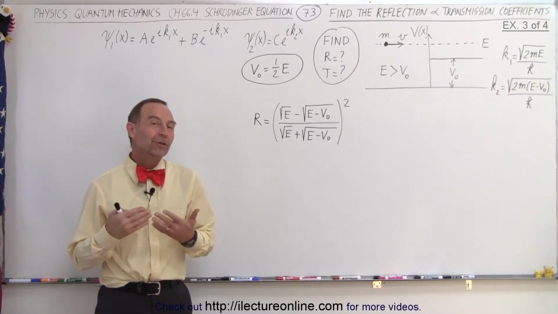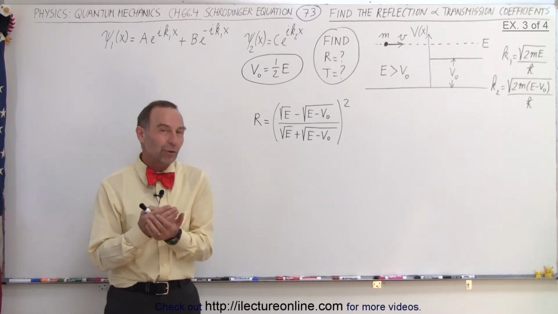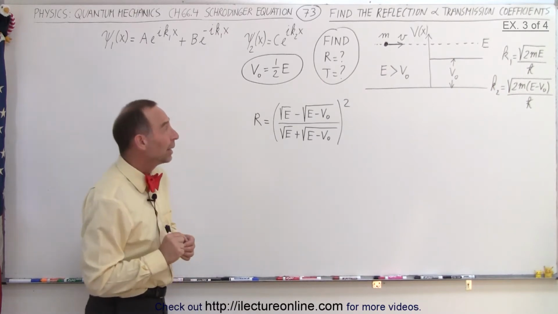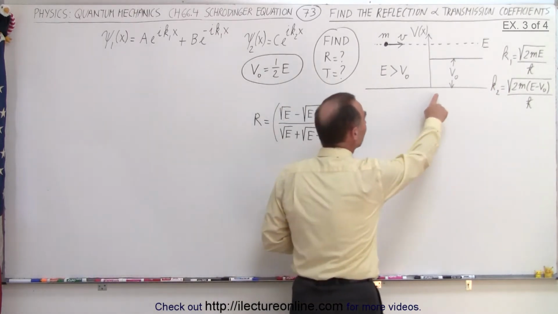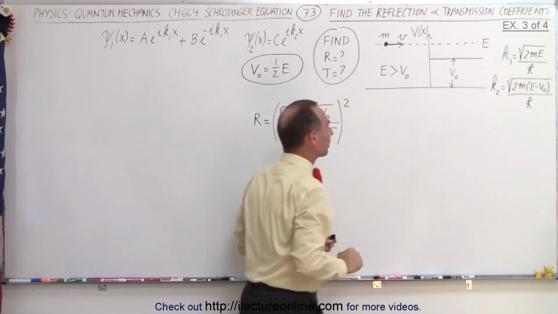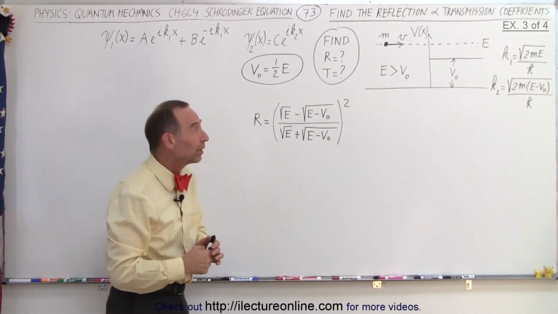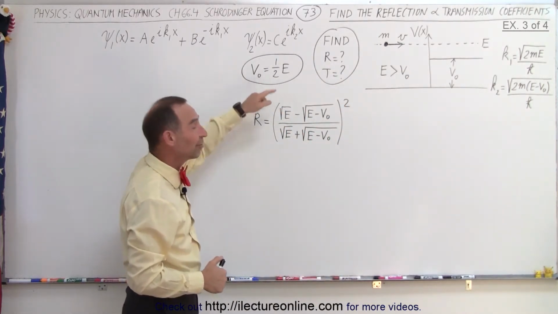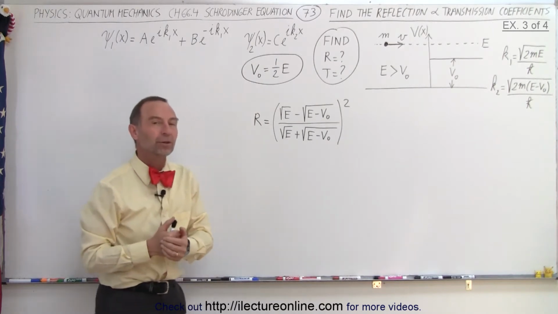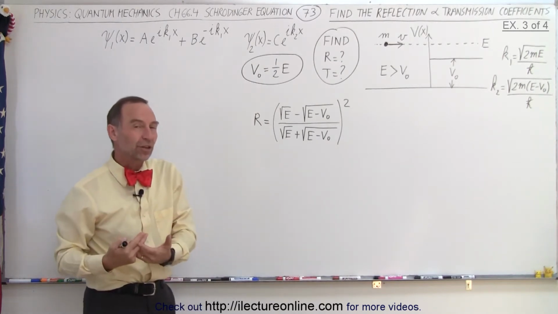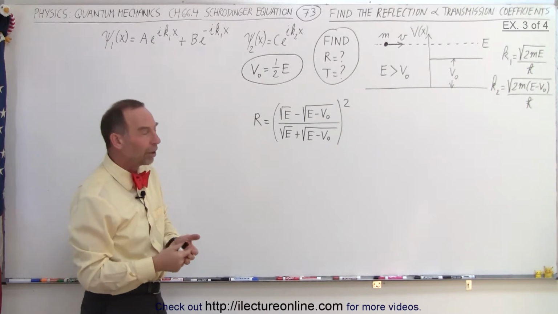In the previous two videos, we saw that the reflection coefficient is very tiny when the step potential is 1/4 the energy of the particle. So what's going to happen when the step potential now becomes half the energy of the particle? Will there now be a larger percentage? The answer is probably yes, but how much larger?